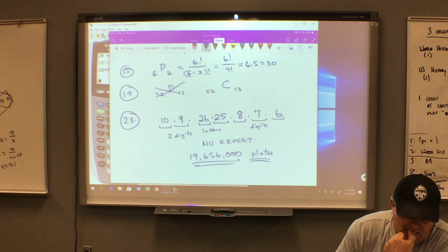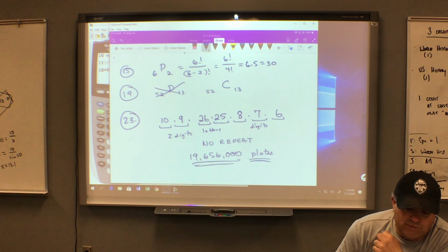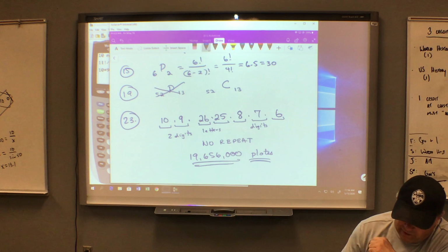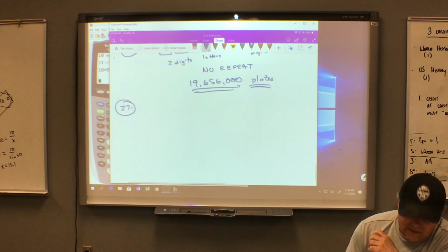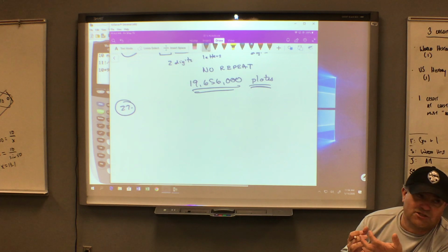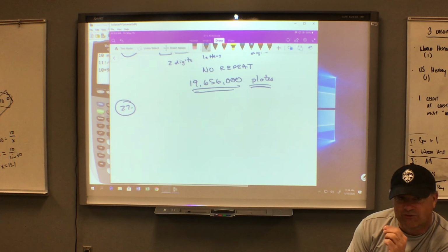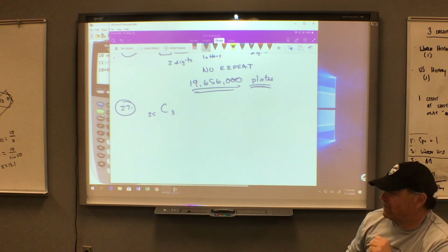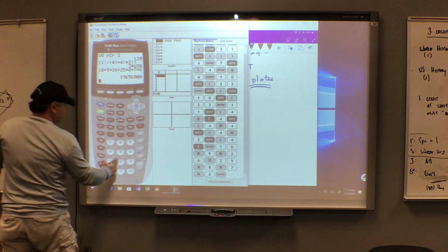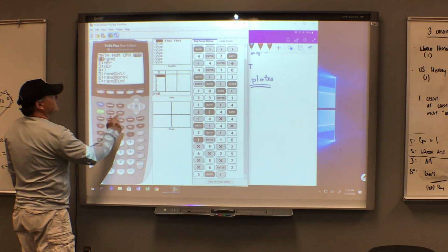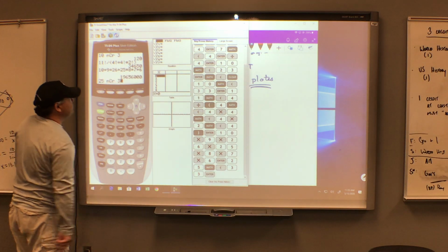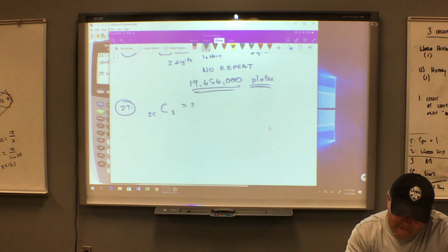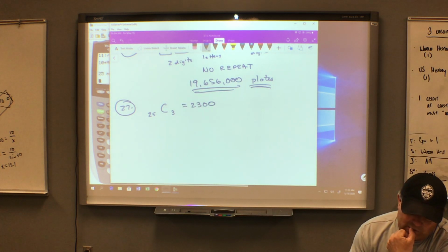Okay, let's see. 27, forming committees. A 3-woman committee is to be elected from a 25-member sorority. How many different committees could be elected? Well, if I look at that, it doesn't matter. If you're elected, you're on the committee, you all have the same power. That means order doesn't matter. 25 choose 3. And again, go to the calculator to deal with these. 25, math, probability, option 3, 25 choose 3, 2,300. So there are 2,300 different committees that I could get formed.